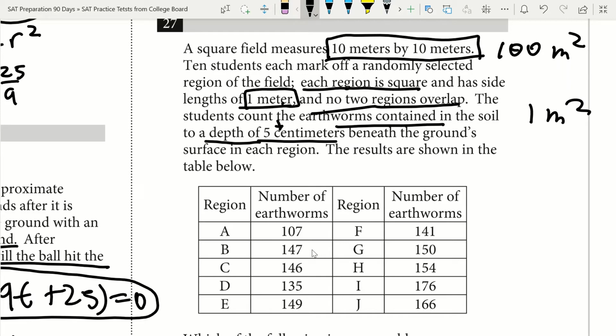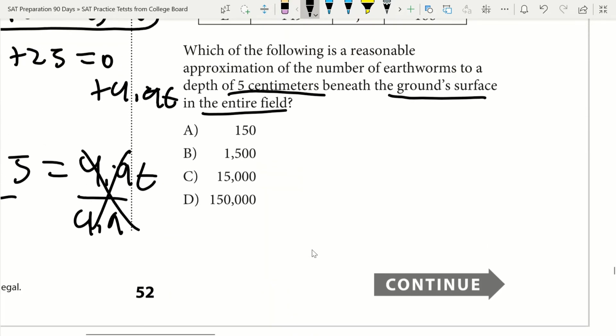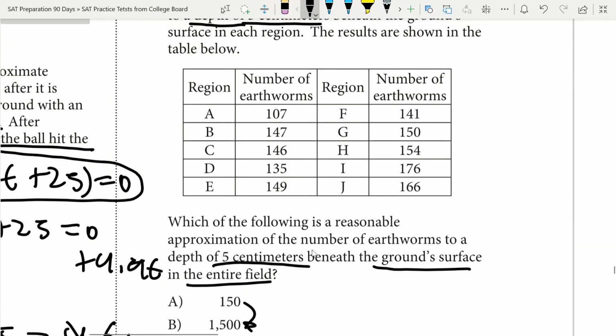Okay, I see that in my answer choices I have differences of factors of 10, so I don't really have to worry about being too accurate in counting my average between all of these regions, because that's wasting time. I see it's about 150, and all my answer choices are multiples of 150, so that's what I take it as. So I take it as 150 earthworms, I'll put earthworms as E, per meter squared.